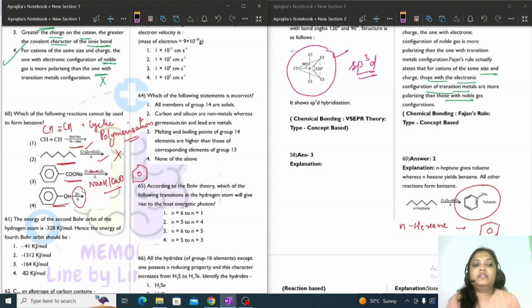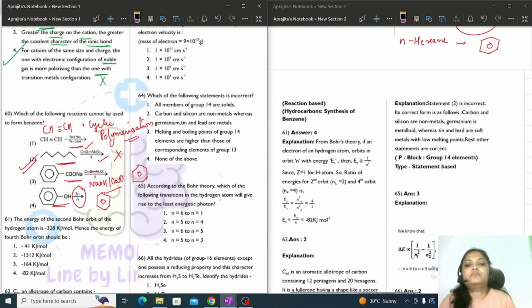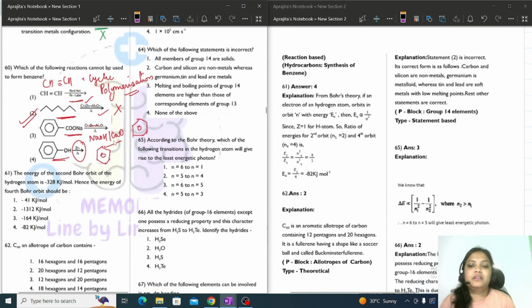And phenol, in the presence of zinc dust, when heated, also gives benzene. So from option 2, we are not getting benzene. So that's the answer. Now question number 61.